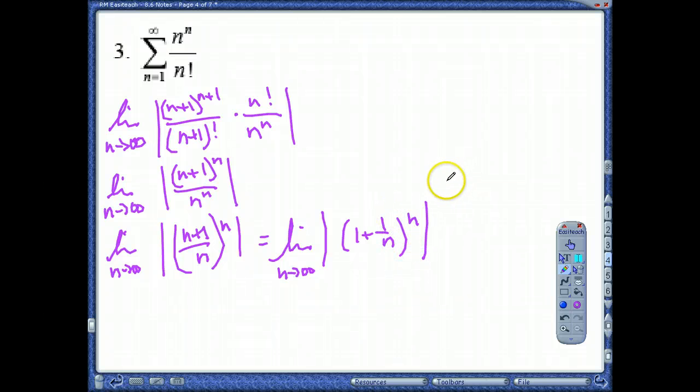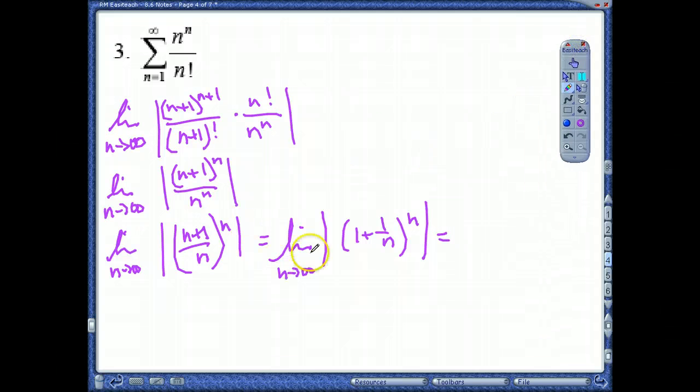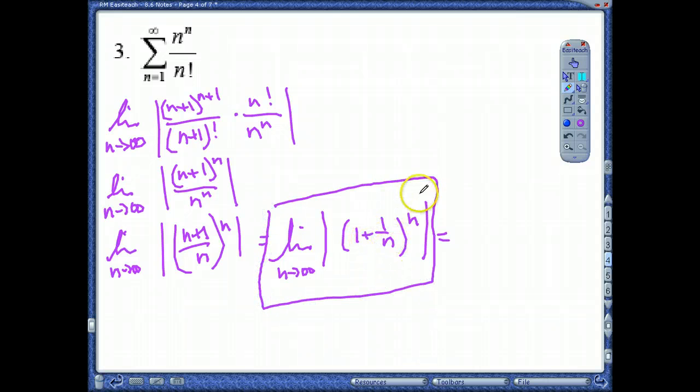Now, this is something that we will have to kind of memorize, have in our memory banks here. This limit right here of 1 plus 1 over n to the nth power is equal to e to the 1 power. And that is greater than 1. So whenever you see 1 plus 1 over n to the nth power, that is automatically e. e is 2.718-ish. That is greater than 1. Therefore, my series diverges.